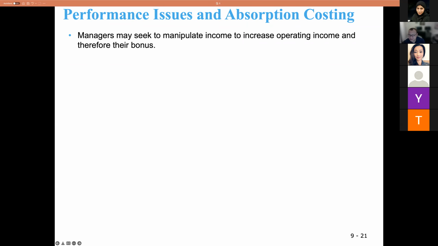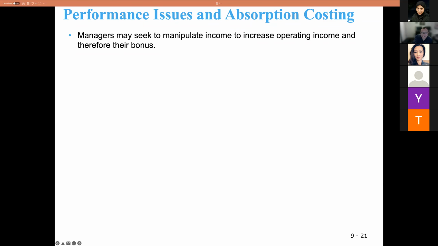How can they do that? How can they make the operating income look better? Putting more in ending inventory. Yeah, very good. You have very good memory.